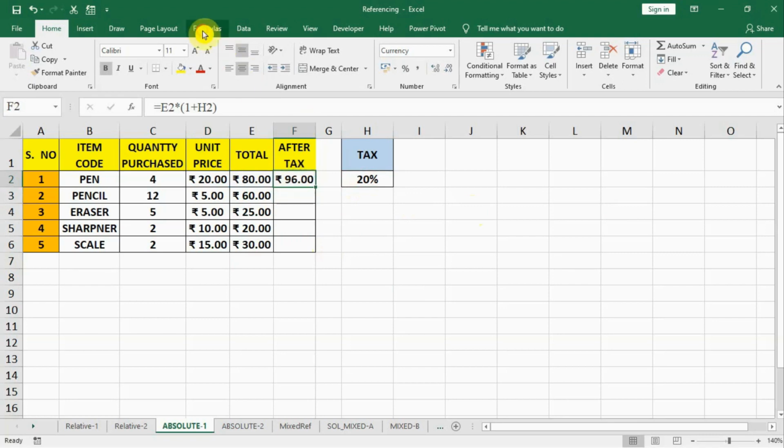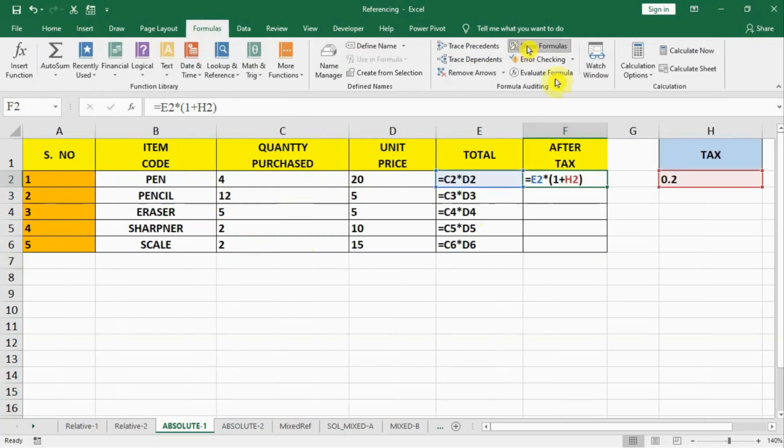So now let us go to formulas and see the formula. This is our formula. When I drag this formula down, see what happens. This refers to E3 on the left and H3 on the right, whereas nothing is there on the right because tax is only in one cell. I need not write tax again and again. Here it refers to H4.